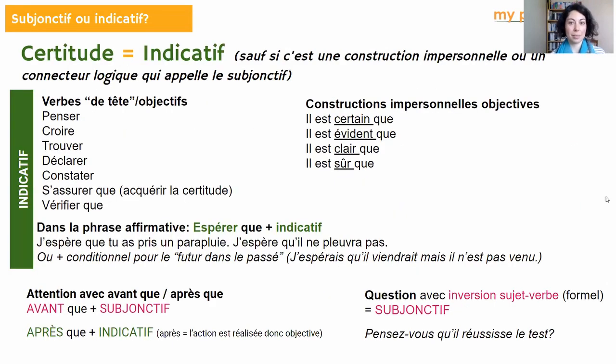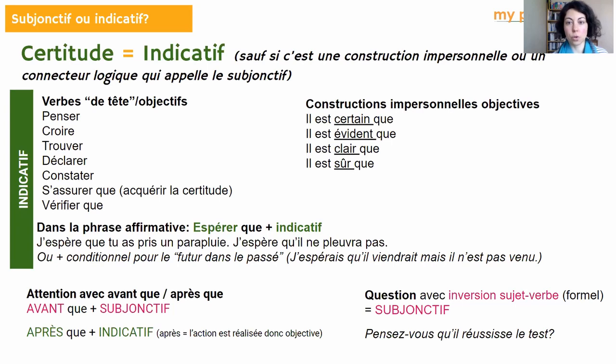A common question that comes often is, should I use subjunctif or indicatif? Indicatif is the mood of certainty. So these are the verbs of the head, as we say, objective verbs. We talk about facts, about things we can see or hear, or truth, things we're sure of. For example, penser, croire, trouver, déclarer, constater, s'assurer que, vérifier.